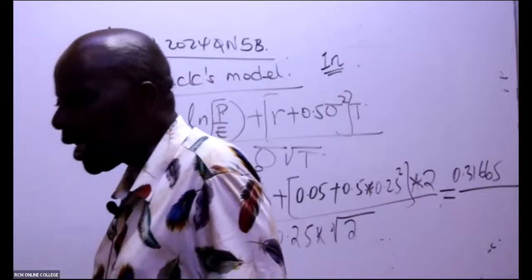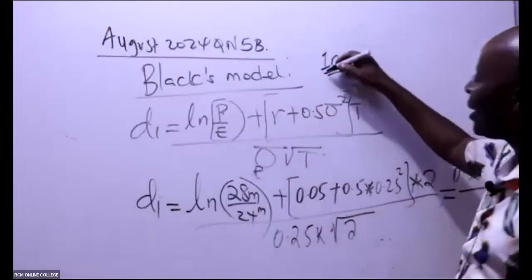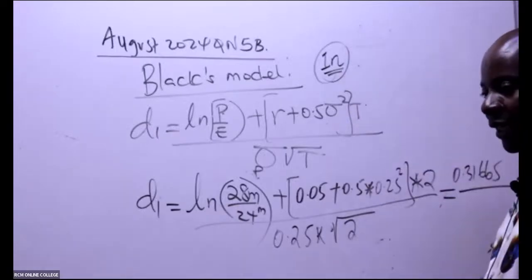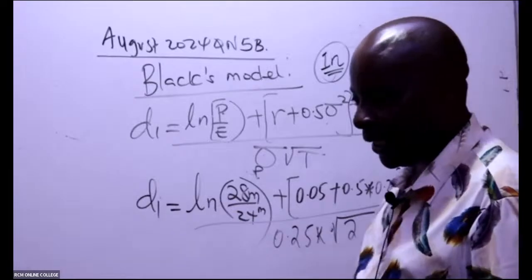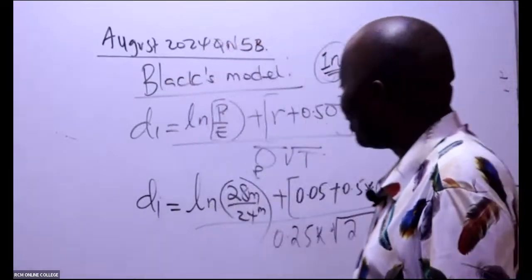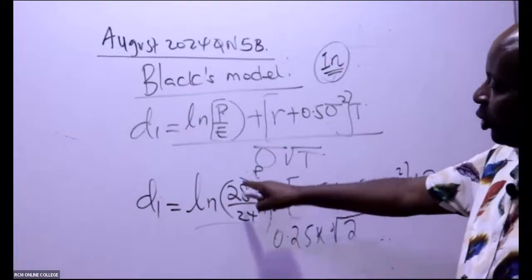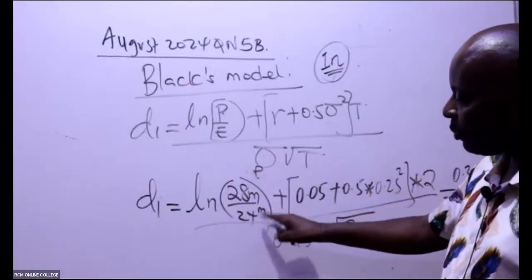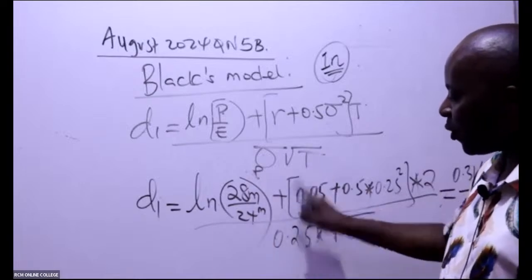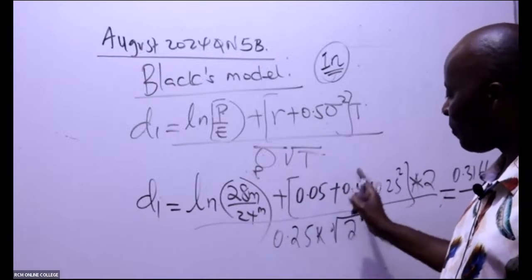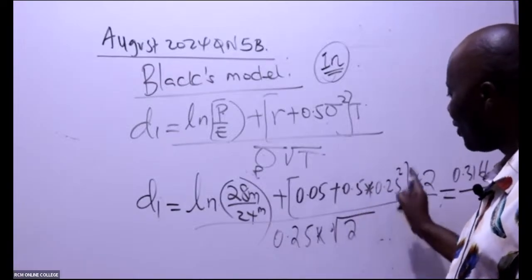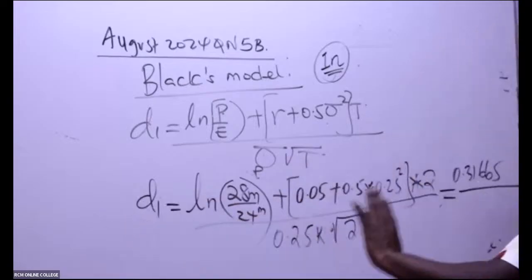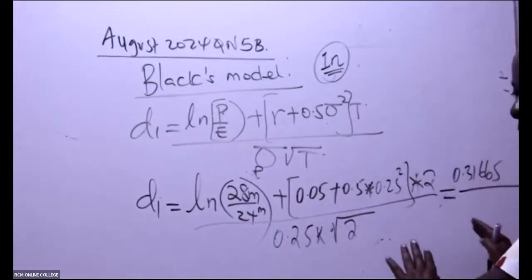Are you able to see where we have ln? It's written ln, just near the red thing where there are logarithms. And then you pick that ln. Don't forget to put this in brackets. So you say 28 million divided by 24 million, you close. Then you say plus, open brackets, 0.05 plus 0.5 times 0.25 squared, you close, times 2. Don't say equals anywhere in between. You can only say equals at the end. So you're getting that 0.31665.